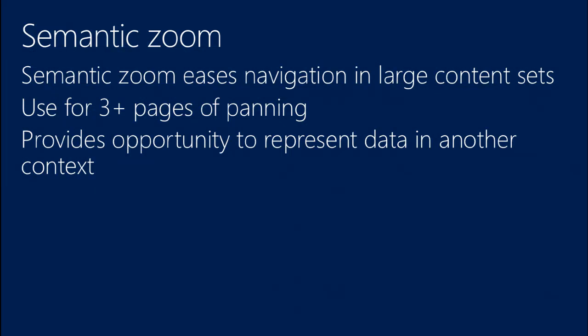And then for semantic zoom, hopefully you're aware of what it is, but just to repeat, this makes it easier to navigate through large content sets. And the basic design guidance is if there's 3 or more pages of panning, so if the user has to go like this 3 or more times, then you should consider adding semantic zoom to make it easier to get from the information here to the information there, assuming that you can group it somehow, which you typically can, whether it's by city, state, or region, or letter of the last name, or year, or whatever. Okay? So, let's take a look at some of these.